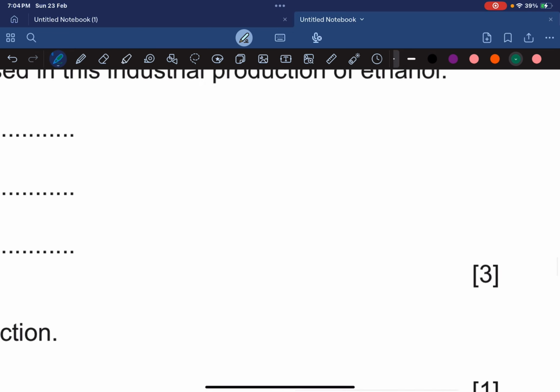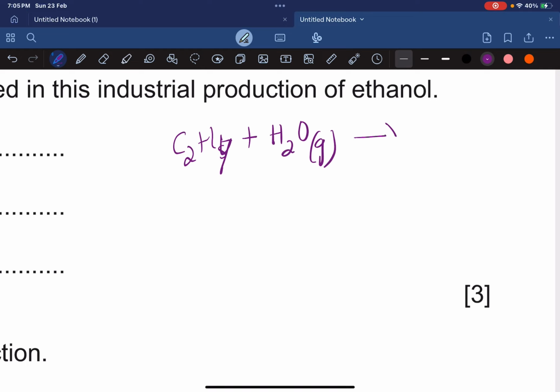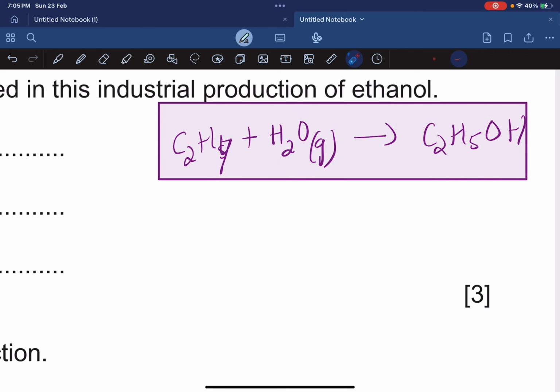Okay? You should know that what they're talking about is basically you're taking ethene, C2H4. This is your ethene. You basically add steam into it, H2O, in gaseous form. And you form C2H5OH. Okay? This is how you form ethanol for industrial use. You take your ethene, you add steam into it, and you form ethanol.